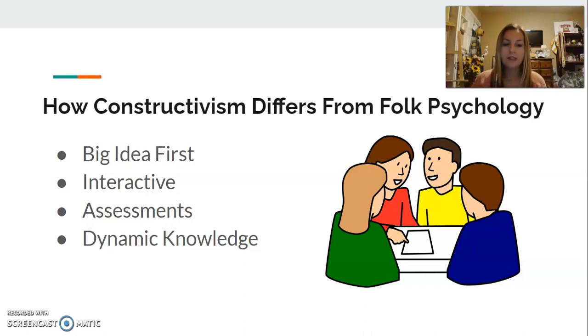And then it causes more dynamic knowledge, rather than the opposite of where traditional learning, folk psychology, causes knowledge to be more just curriculum based, just right to the point, just really blunt. But by using constructivism, students are able to learn a variety of knowledge about a topic, which allows them to be able to use it later on in life, not just now when they need it in the classroom.